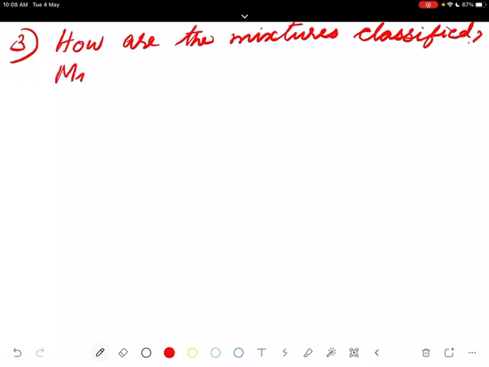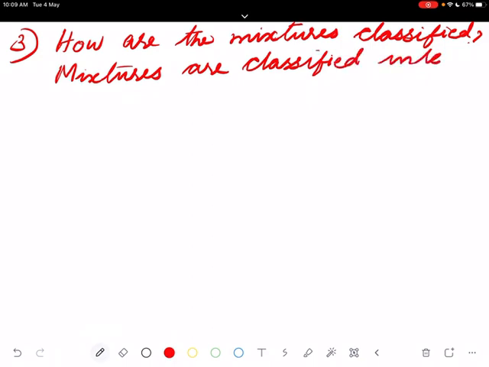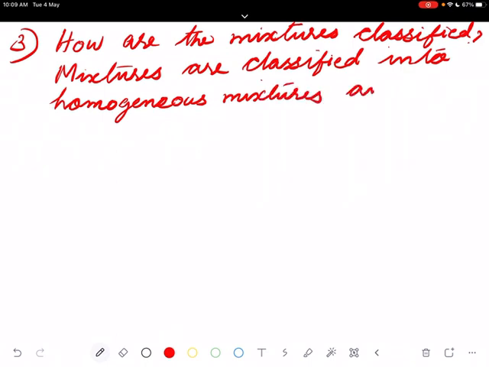Mixtures are classified into homogeneous mixtures and heterogeneous mixtures.